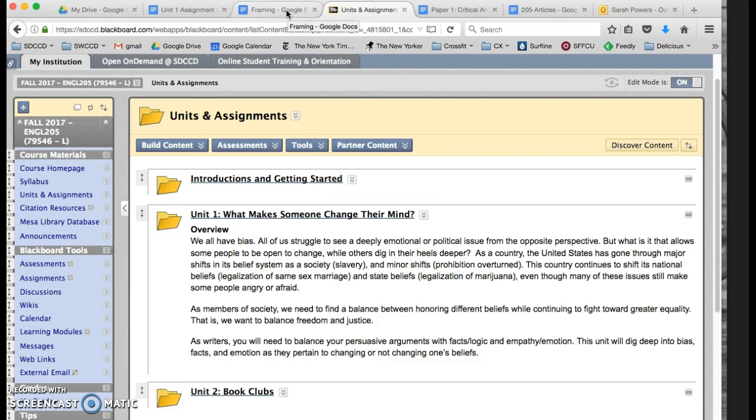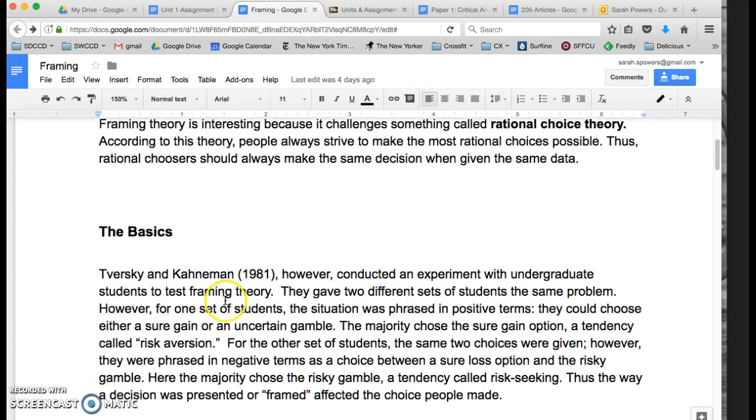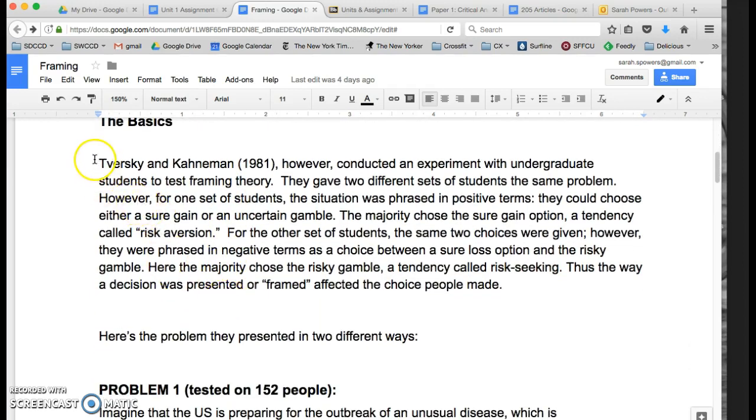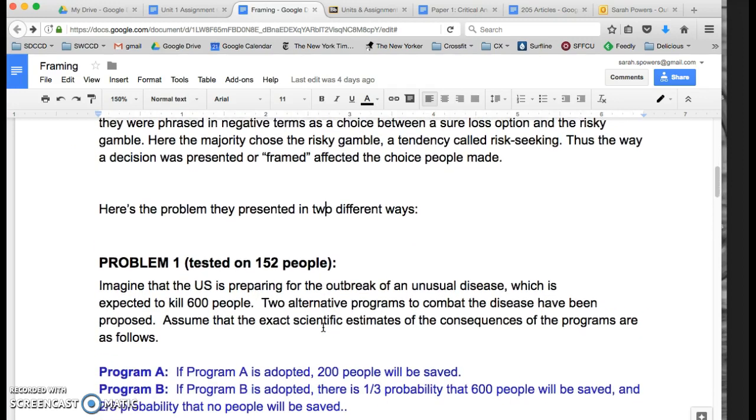We have a lot of unconscious bias just based on something like the way that something is framed for us, so that the way it's presented to us influences choices we make. And then there's something later in this document about social framing that also gives us bias whether we know it or not. All right, so if you keep scrolling down, this 1981 study is a really good example of what's called framing.